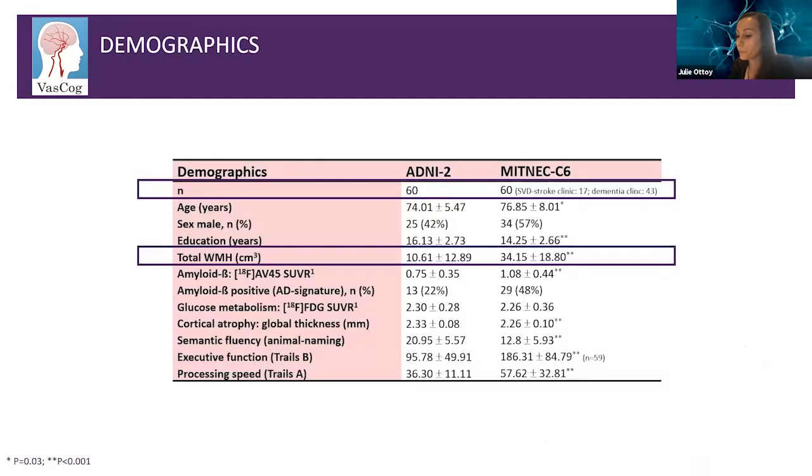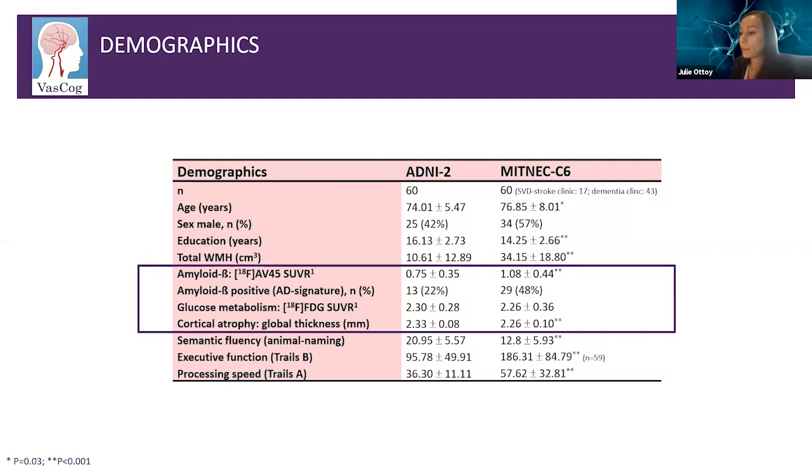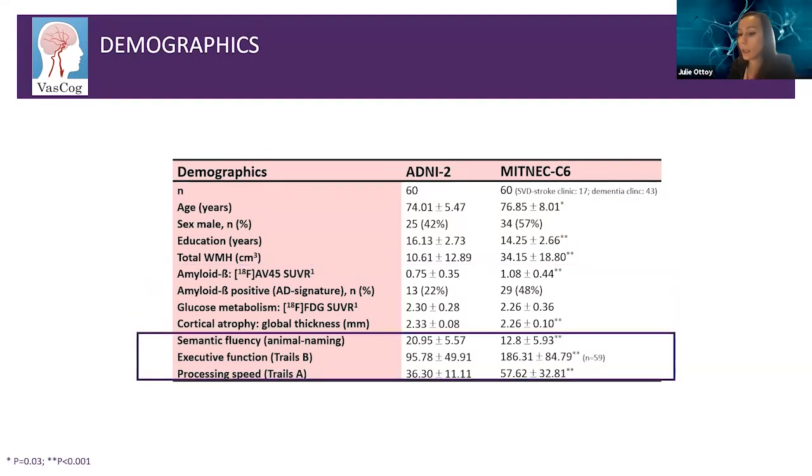Next, please. So this slide shows our demographics, where we included 60 subjects from the MITNIC C6 who had moderate to extensive white matter hyperintensity volumes. And we also matched 60 subjects from ADNI who were normal control or early MCI with mild to moderate hyperintensity volumes. Next. In the MITNIC cohort, the global amyloid was significantly greater and thickness lower compared to the ADNI.